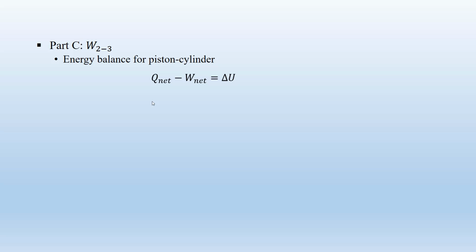And then the W net is W boundary out minus W boundary in. Here we have expansion, so W boundary in is 0. So we can write negative W boundary equals the delta U, because this is W boundary out. This delta U is U3 minus U2. If we multiply both sides by negative, then we can write W boundary 2 to 3 equals M times (U2 minus U3). I just multiply by the negative and flip U2 and U3.